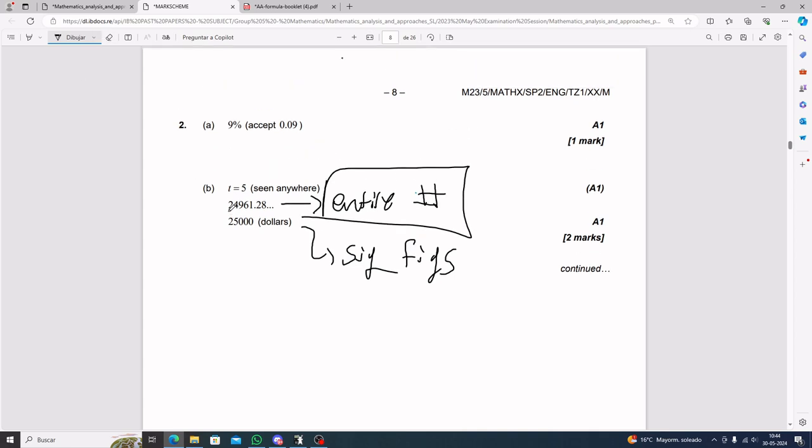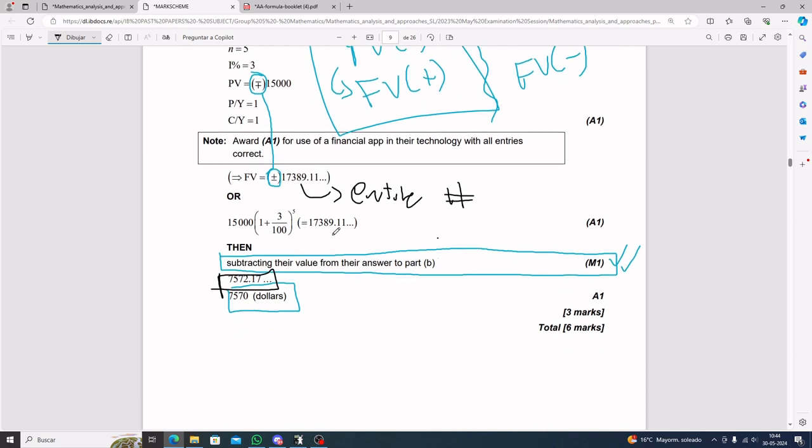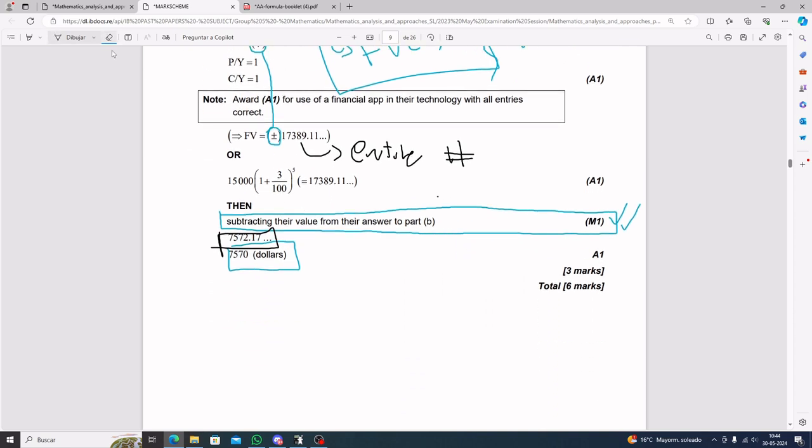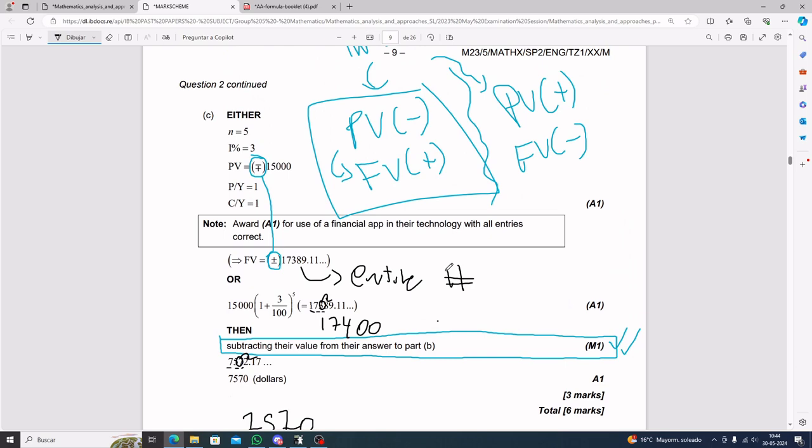How does sig figs work? You count 1, 2, 3, see if you round it up or keep it the same. In this case, you round it up, so you end up with 25,000. Down here, for example, for this final answer, you can count 1, 2, 3. Do you round it up or keep it the same? You keep it the same, so it would be 7,570, right? If you want to do significant figures here, you would count 1, 2, 3. Do you round it up or keep it the same? You round it up, it would be 17,400. See? So again, that's just a small difference that your answer can change slightly depending on putting the entire number or the significant figures.